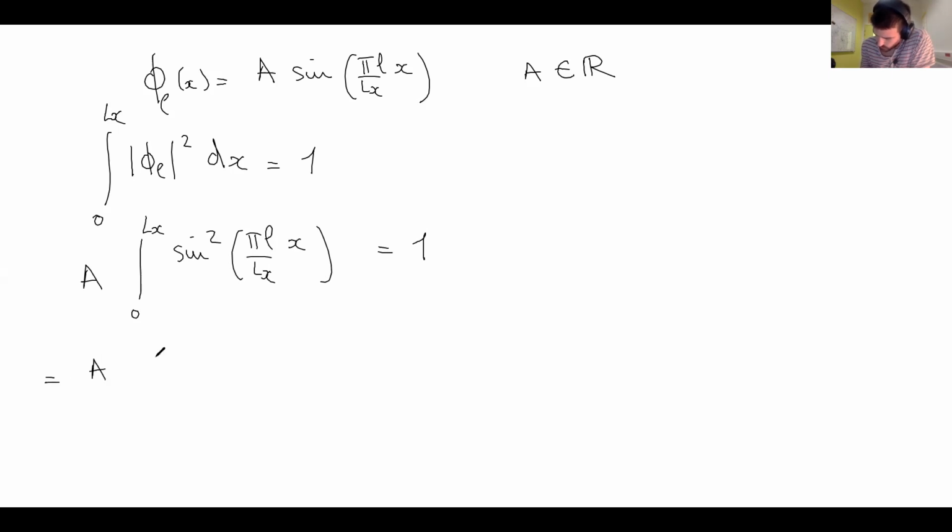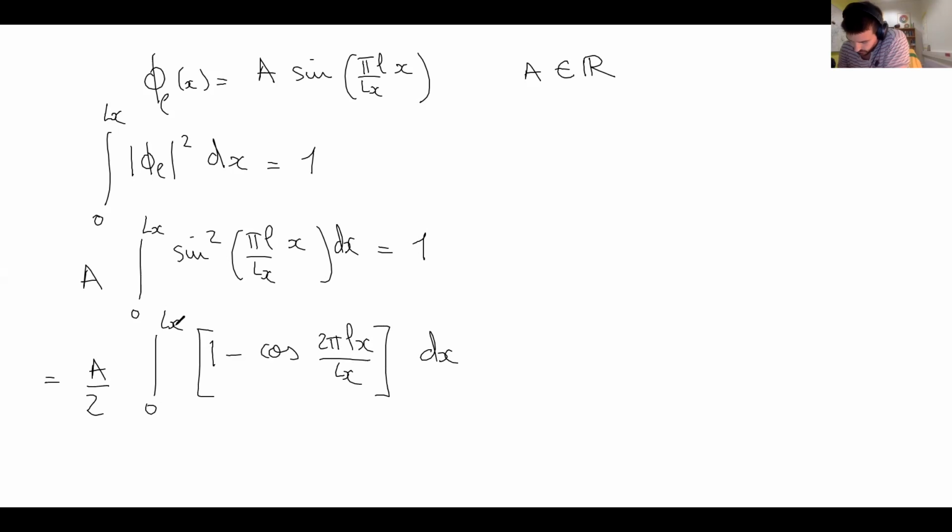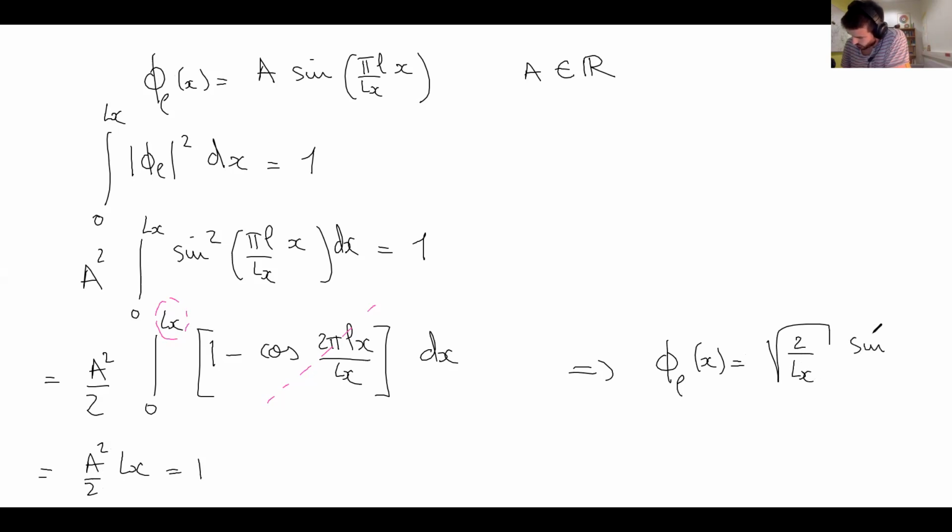And sine squared, I can decompose into two terms: it's 1 minus cos of 2 times the argument, divided by 2. Here we are integrating over Lx, so this is one period of that cosine. The integral of the cosine is 0 because I average over one period. So I'm left with 1 only. And so this says that A squared over 2 times Lx is equal to 1. So this is a typo, it should be A squared, due to the φ squared here. This says that I found the amplitude, the prefactor of the wave function, square root of 2 over Lx, times sine.